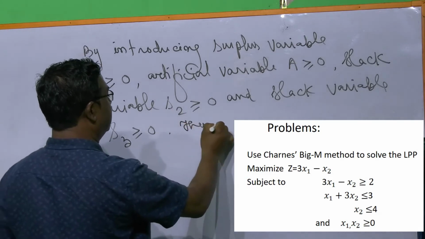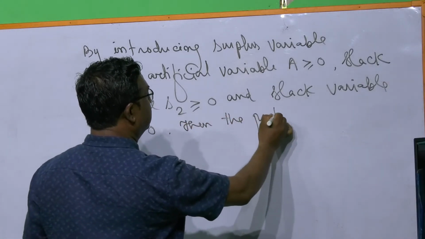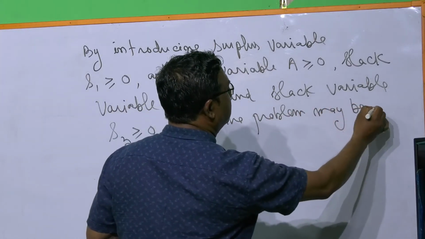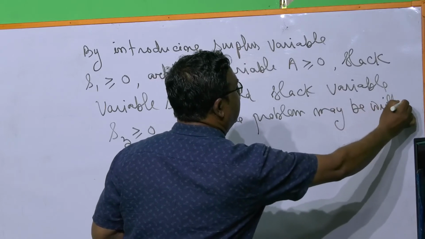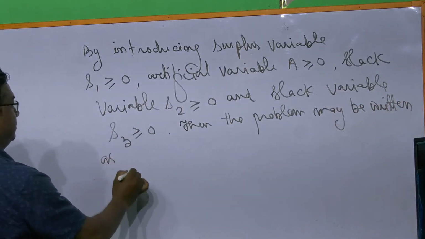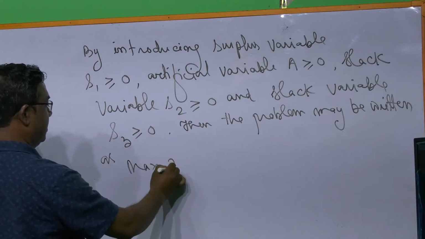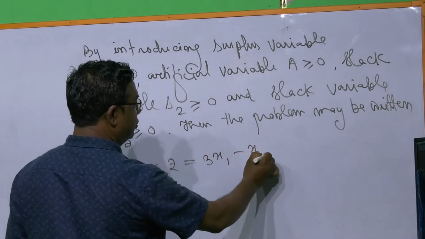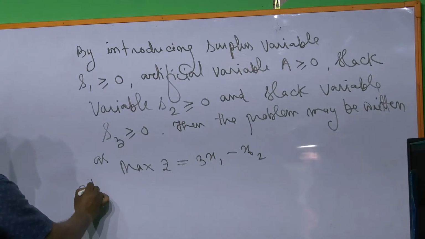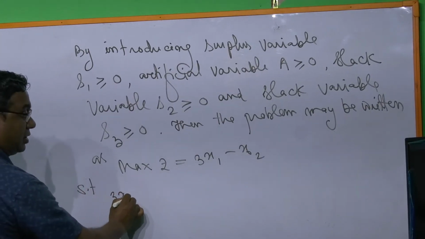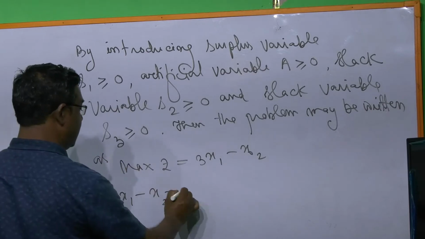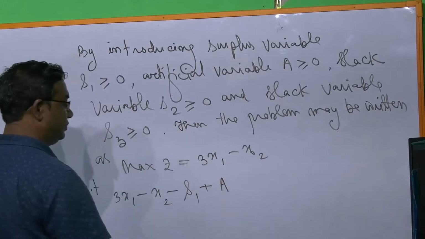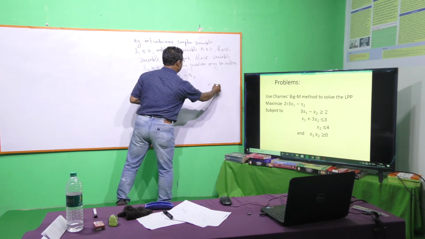Then the problem may be written as: maximize z equal to 3x1 minus x2, subject to 3x1 minus x2 minus s1. Then we put artificial variable here, then this is equal to 2.